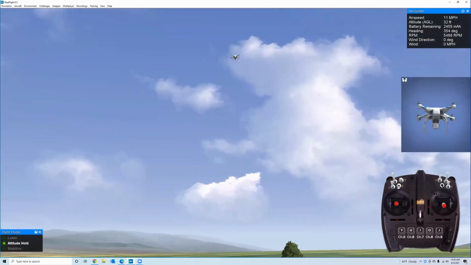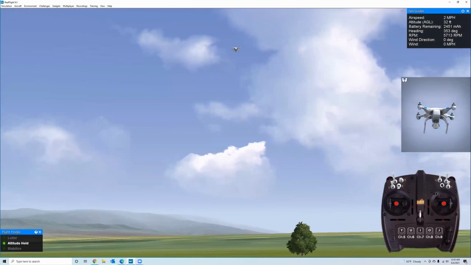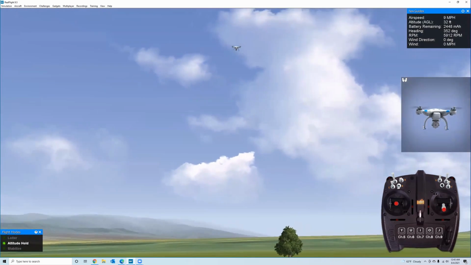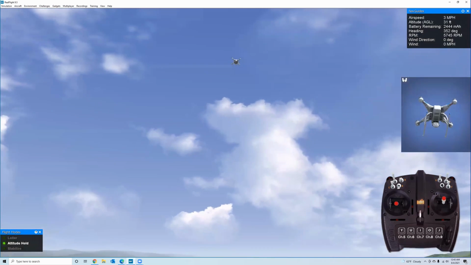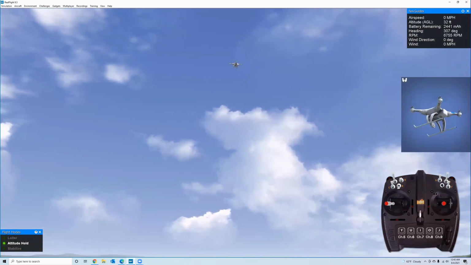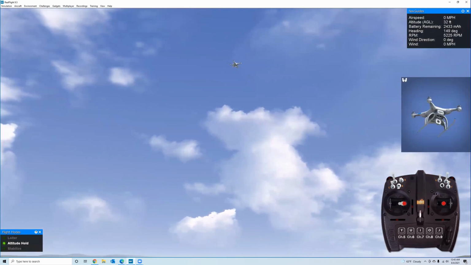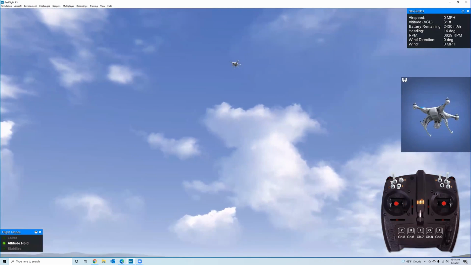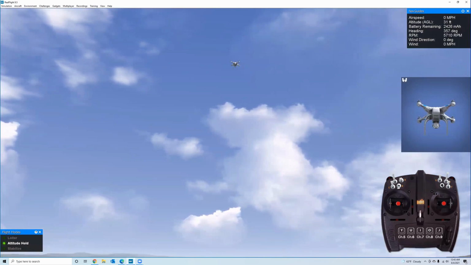Moving the right stick forward and back changes pitch. As you can see, this is the effect on the aircraft in the sky. Lastly, moving the left stick left and right changes yaw. So it changes the orientation of the front of the UAS throughout space.